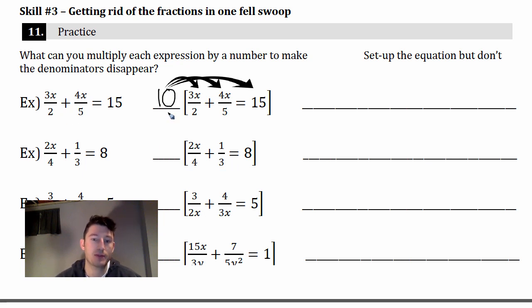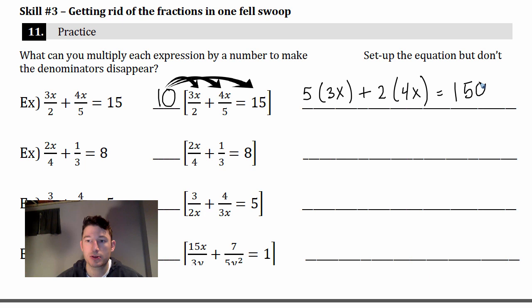I just did 2 times 5. Why do I do that? Well, 10 over 2 is 5. I'll write the first one out the whole way. That's going to be 5 times 3x. I got a little messed up. What's 10 over 5? It's 2. So that's 2 times 4x. And remember, you got to multiply 10 times everything. So that's 10 times 15, which equals 150. So that'd be a nicer way to do the problem because you don't have to deal with fractions.